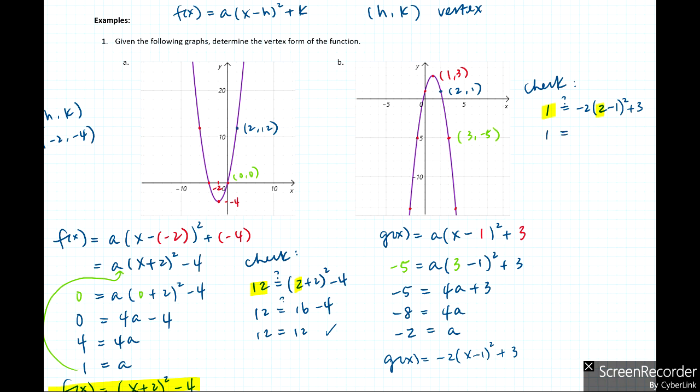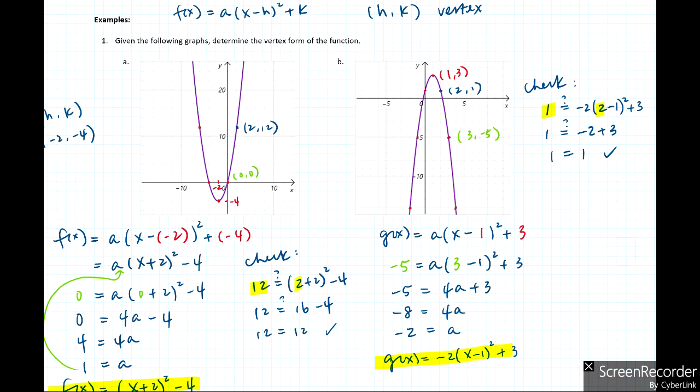And on the right side, we have 2 minus 1, which is 1, so negative 2 times 1 will be negative 2 plus 3. And we do indeed have 1 equals 1, so we know that our proposed vertex form is indeed correct, because the other point we know is on the graph is also going to satisfy this equation. And that's how we go about finding the vertex form from a given graph.